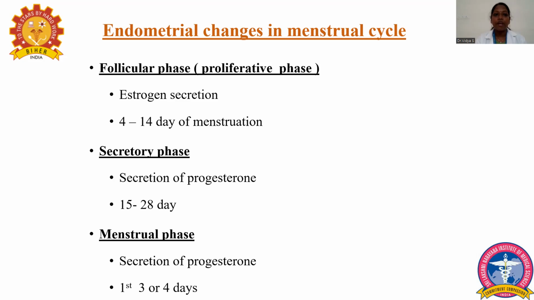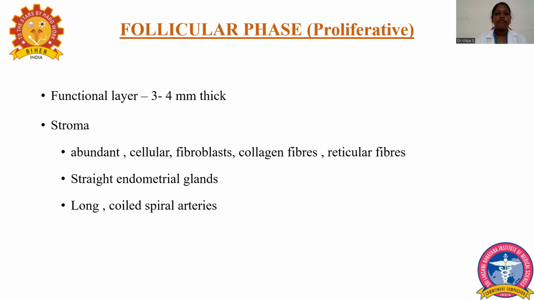So these are the endometrial changes which take place in the cycle: the three phases, what hormone each phase secretes, and on what days each phase takes place. First, let's move on to the follicular phase in detail. I already said the follicular phase is otherwise called the proliferative phase. It has the functional layer and the stromal layer. The functional layer is 3 to 4 mm in thickness.